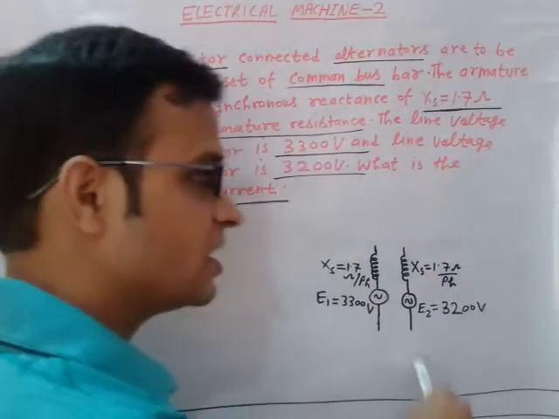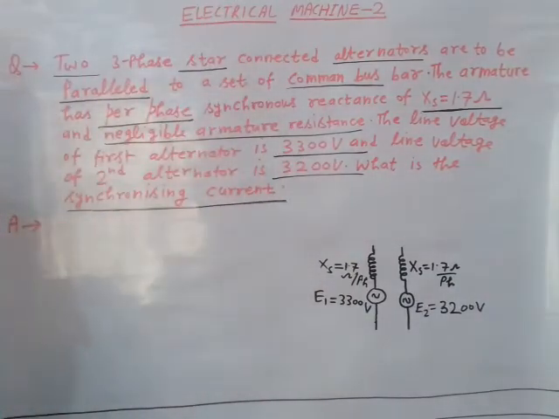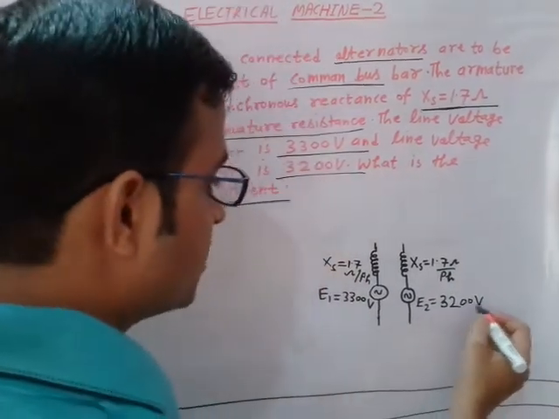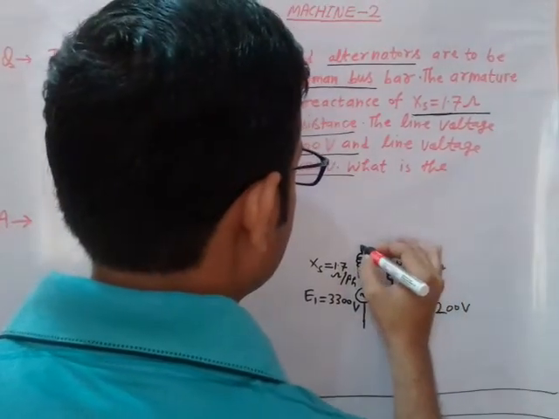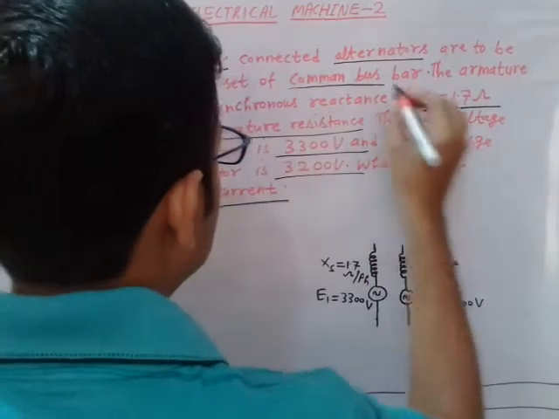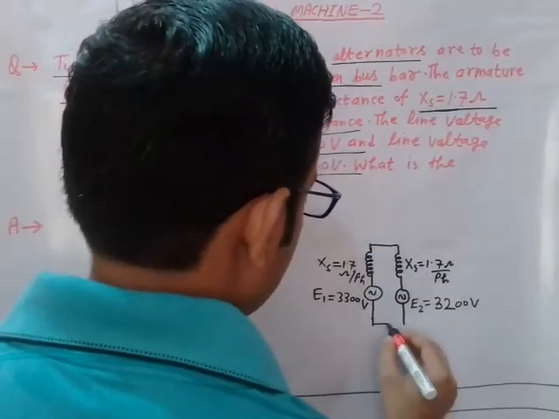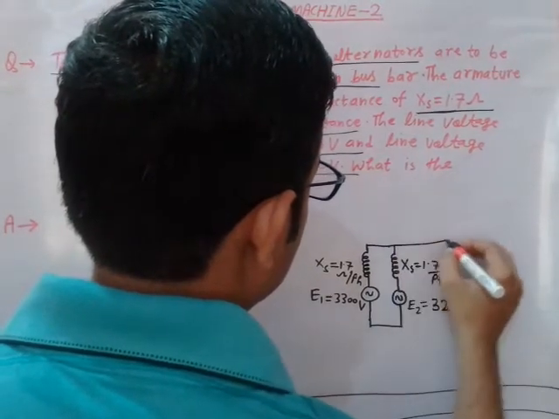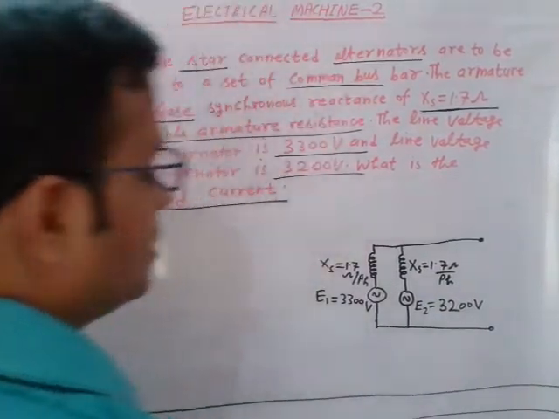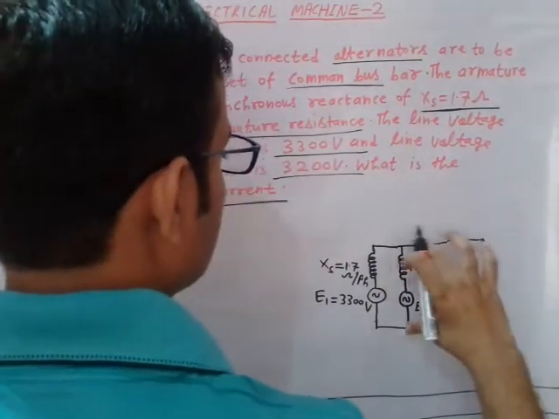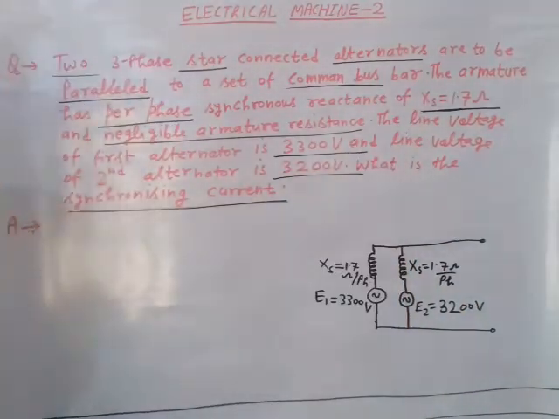So the second alternator also has the same reactance, with this line voltage of 3200, right? Now these two alternators are connected in parallel to a common bus bar. So join them and they are connected to a common bus bar like this. So they are in parallel. This voltage is equal to this voltage equal to this voltage.